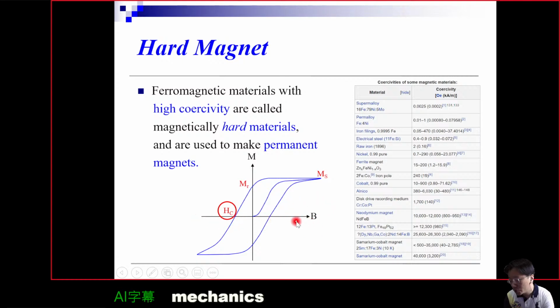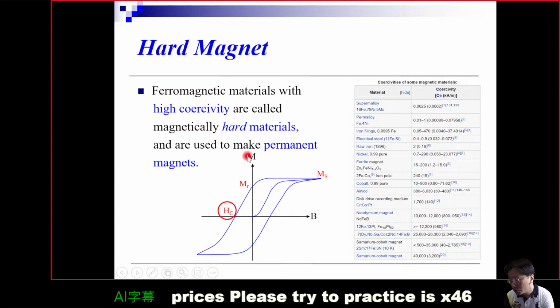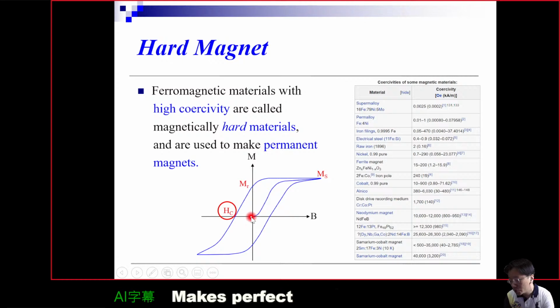If we apply a magnetic field to our materials, then the materials will increase their magnetization. I already talked about that last time. Magnetization is the sum of the magnetic dipole moments. So when we increase the magnetic field, the magnetization also increases, until it reaches a certain value where it does not increase anymore. At this point we call it MS, the saturation magnetization. The subscript S means saturation.